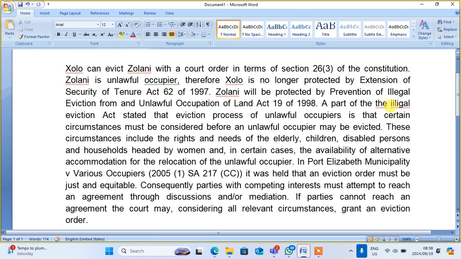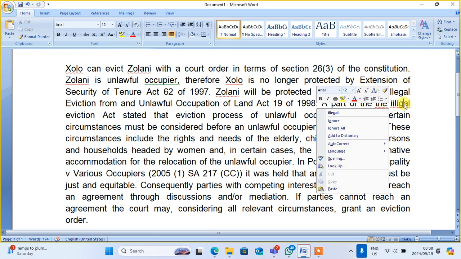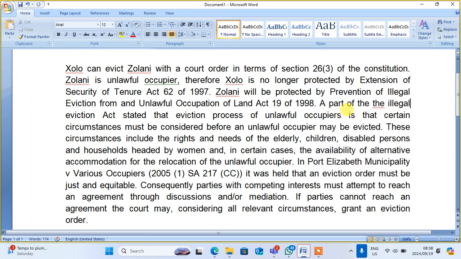As part of the Illegal Eviction Act, it is stated that in the eviction process of unlawful occupiers, certain circumstances must be considered before unlawful occupiers may be evicted. These circumstances include the rights and needs of the elderly, children, disabled persons, and households headed by women, and in certain cases, the availability of alternative accommodation for the relocation of the unlawful occupier.